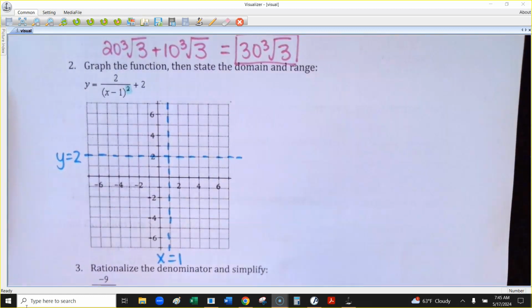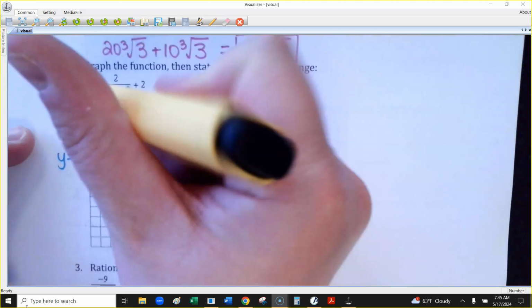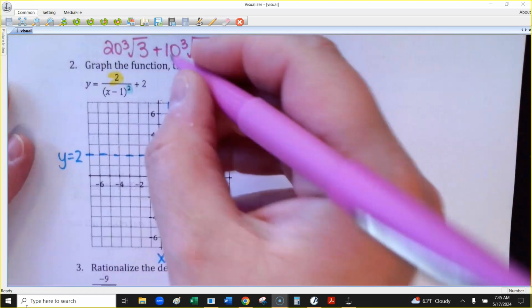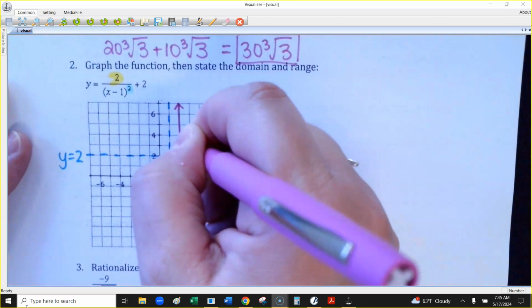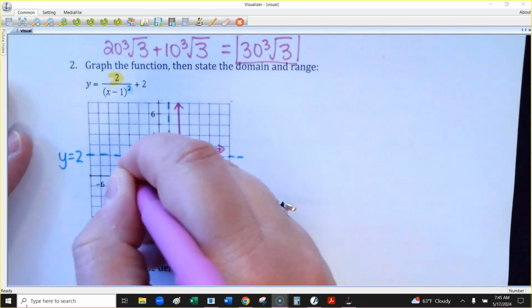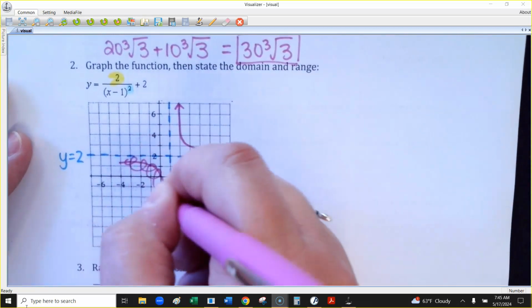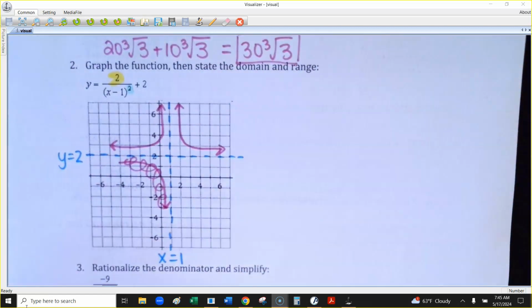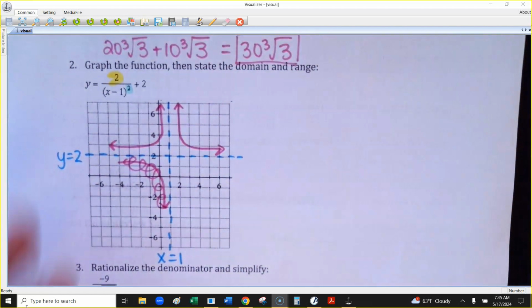It's positive 2. That's the key to that. If this is positive, they're both going to go up. If that was a negative 2, then the branches would both go down. We're just going to sketch this because you're going to pick these out of multiple choice. They don't have to be graphed perfectly. These 2 branches, since it's squared, have to go the same way. So the 2 branches would be above there.